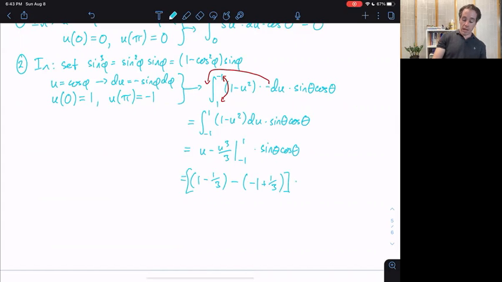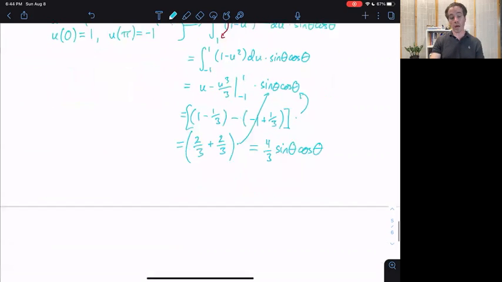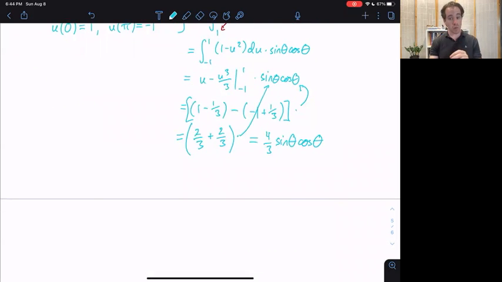And that whole thing times, yes, the same thing as before. 1 minus a third is 2/3. -1 plus 1/3 is -2/3. So this is minus -2/3, or plus 2/3. And then that is times the same thing as before, which equals 4/3 times sine theta cosine theta. This is a non-zero term.